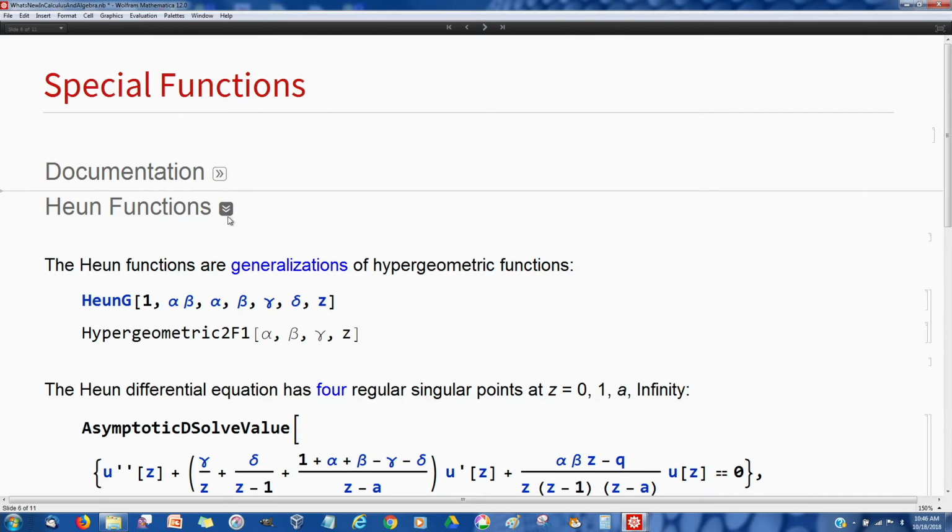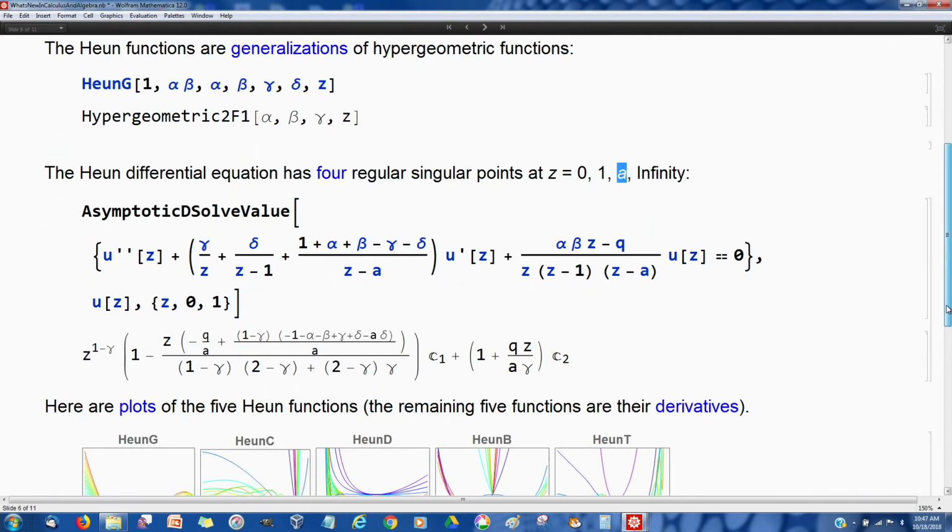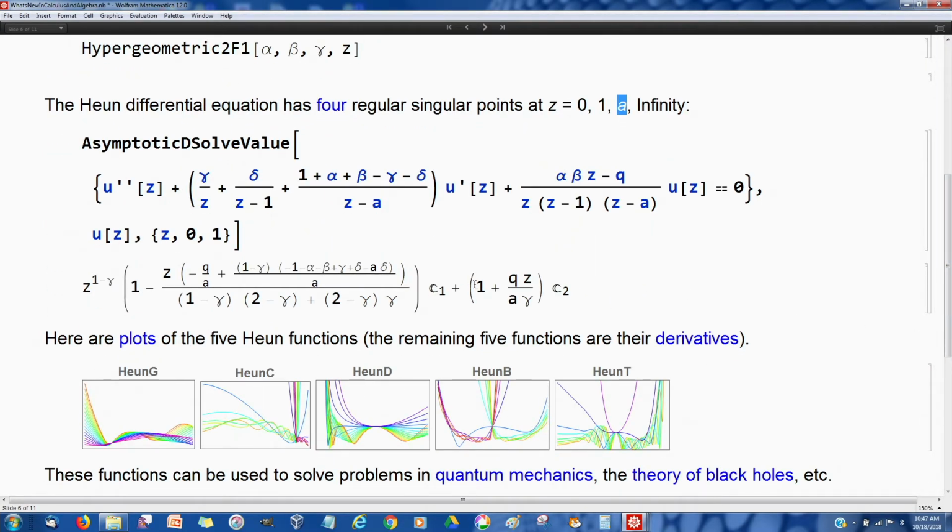And why are they more general? Well, the hypergeometric differential equation has got 3 singular points, 0, 1, and infinity. And Heun has got 4 of them. There's one more over here. And that makes life quite difficult for everyone. Okay, so here's AsymptoticDSolveValue telling you that you have one kind of regular solution at 0, and then one kind of singular solution.